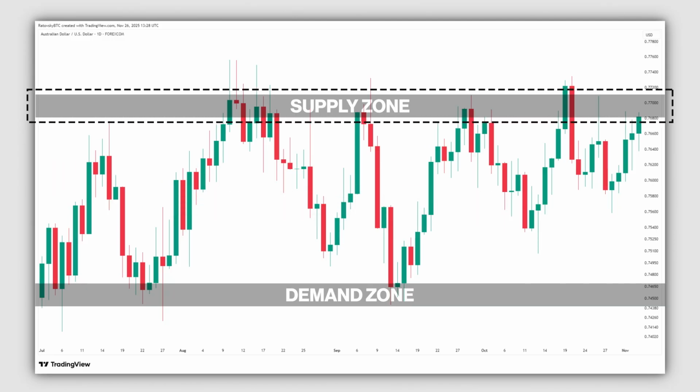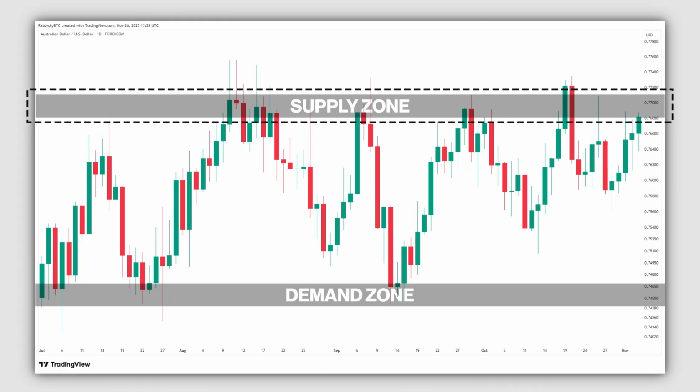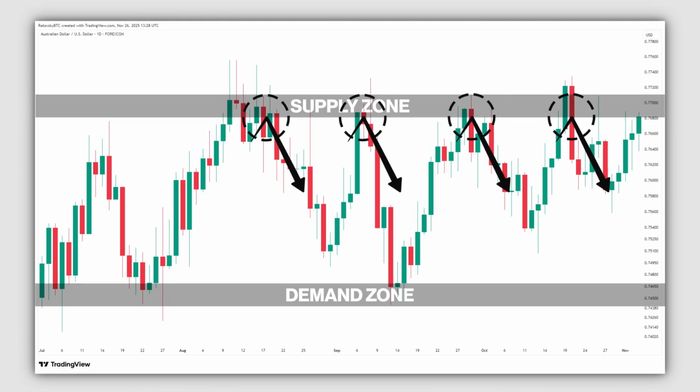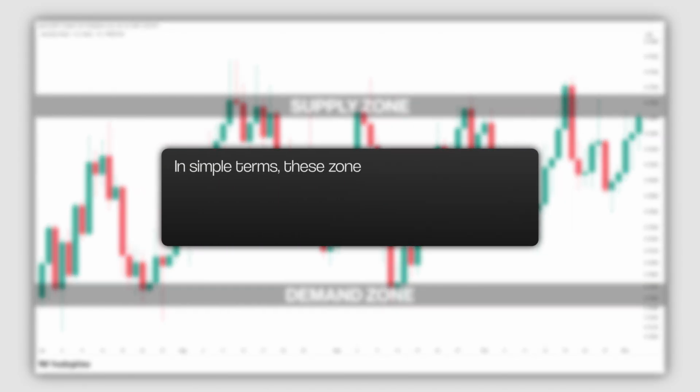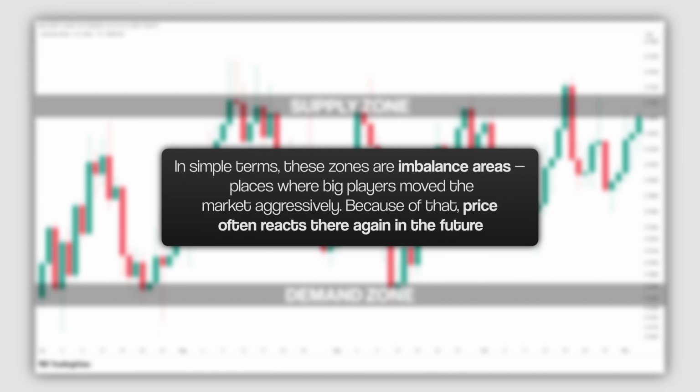A supply zone is a sell zone, an area of selling pressure. It forms at a level where price sharply dropped. This means sellers overwhelm buyers, and when price revisits this area, sellers may become active again and push the market down. In simple terms, these zones are imbalance areas, places where big players move the market aggressively. Because of that, price often reacts there again in the future.